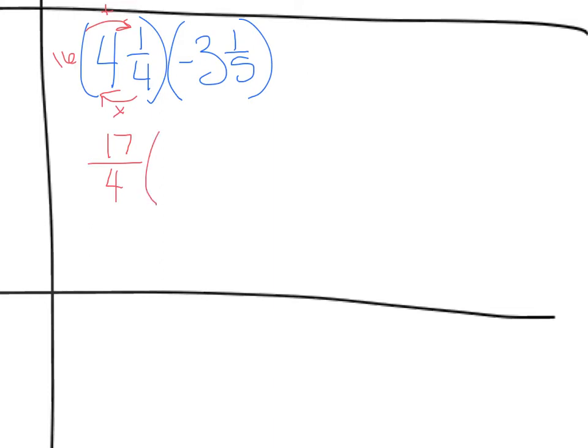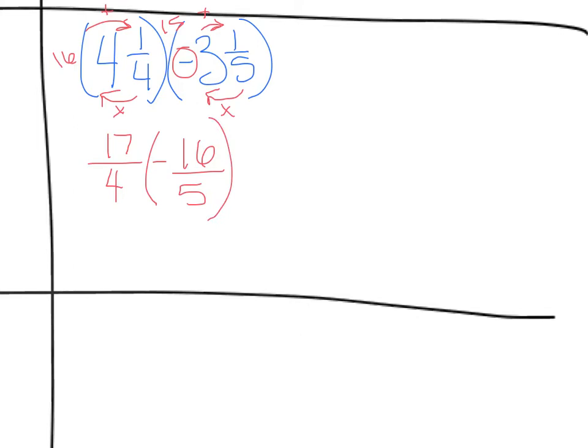For my second fraction, I notice I have a negative. Doesn't really mean a whole lot except whatever that improper fraction is, it's going to be negative. I'm going to do my circle for this one as well. So 3 times 5 gives me 15. 15 plus 1 gives me 16. Keep the denominator, so I get negative 16 over 5.